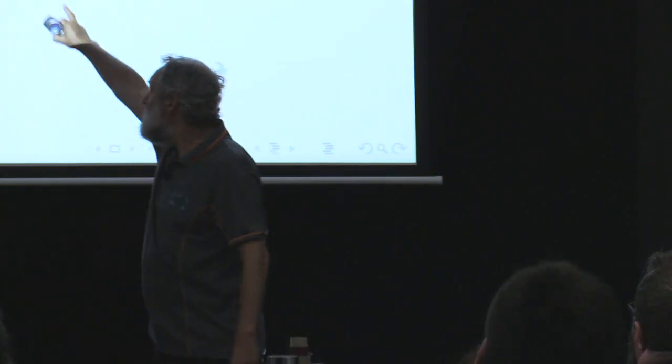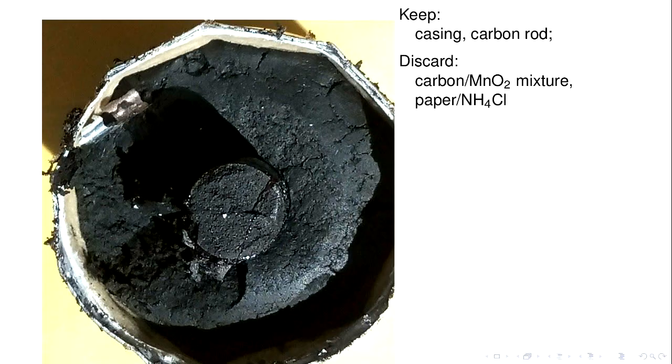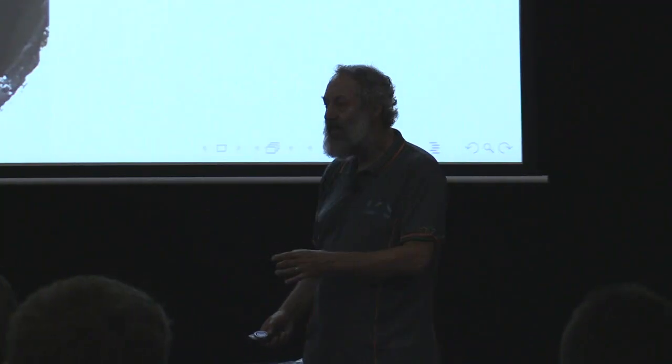There's all this black gunk around the outside. That's manganese dioxide mixed with black carbon. Scoop that all out and throw it away. Keep the carbon rod. You can see the paper here. Throw that away too. You don't need it. And just wash the zinc outside thoroughly.